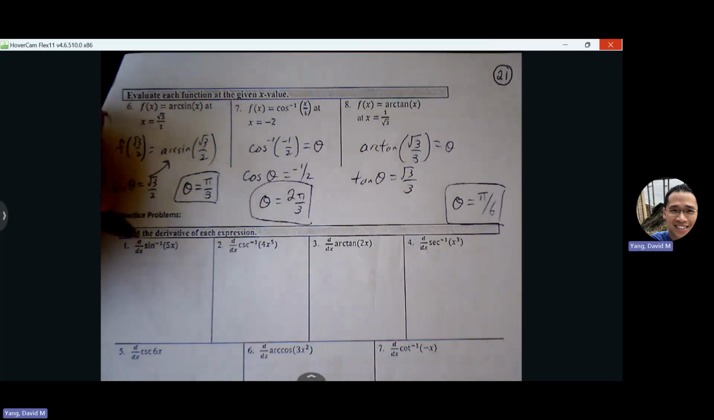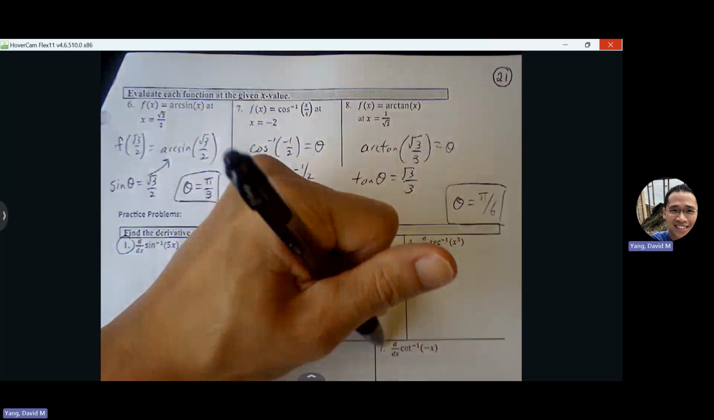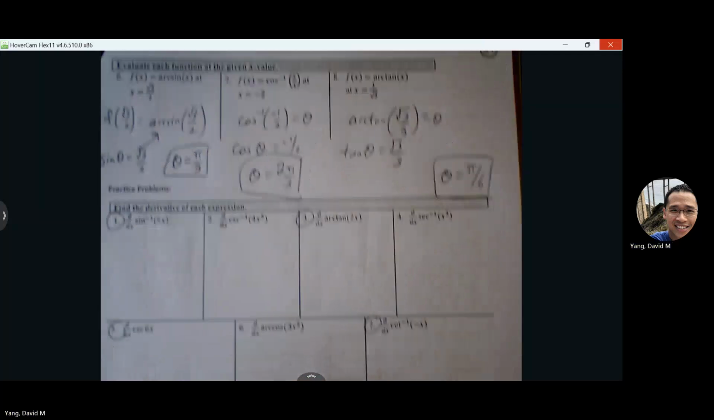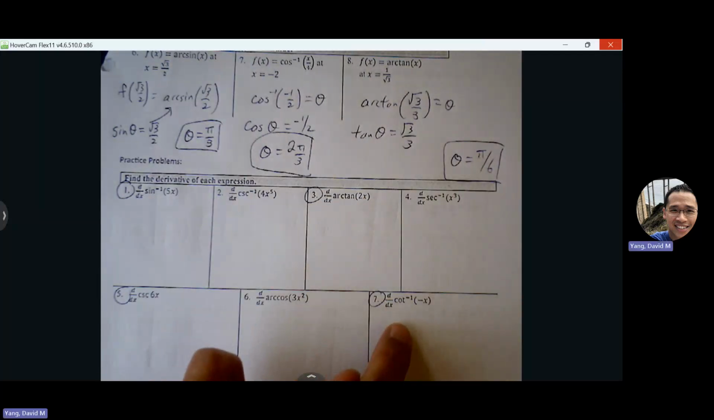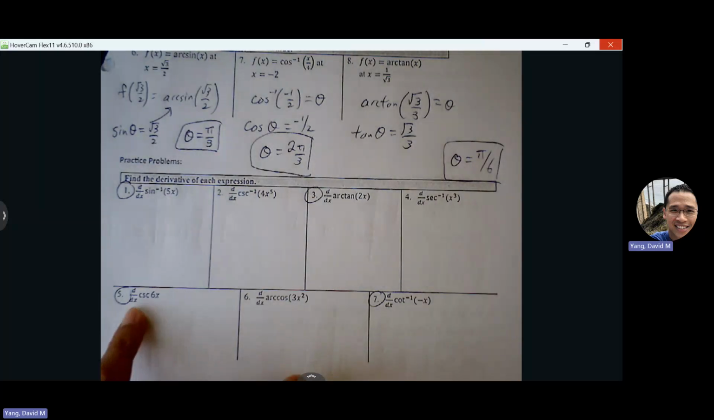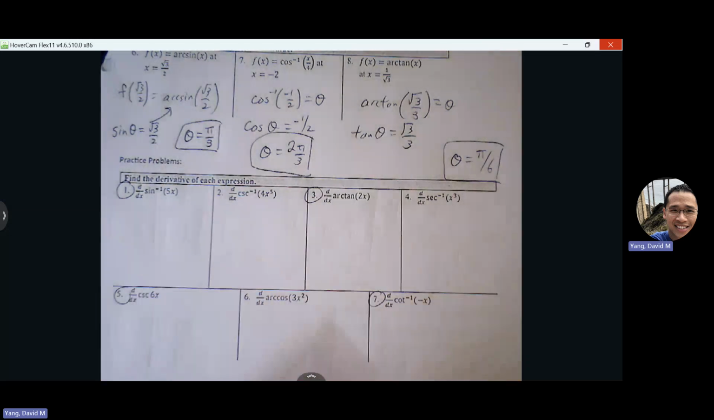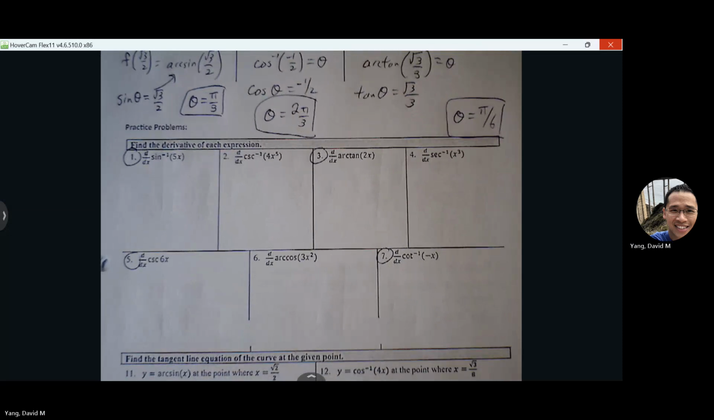Okay, so let's do some practice problems here. So try the odds here, 1, 3, 5, 7. So 1, 3, and 7 are new rules, but 5 is one of the original 6 trig rules, right? So look back at your rules and see if you can apply these derivative rules there.